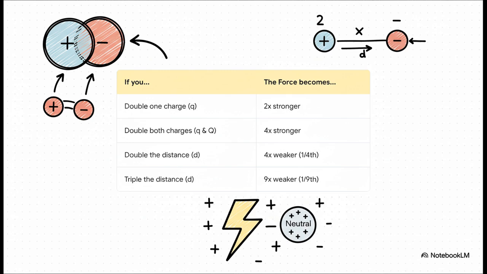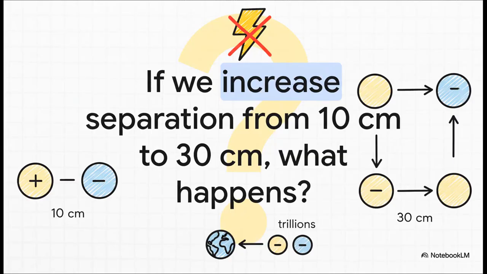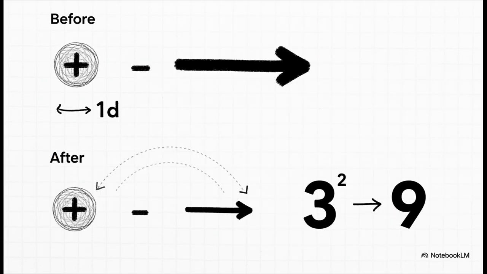You triple it and it's 9 times weaker. That d squared in the denominator is a total game changer. All right, let's do a quick gut check. Based on what we just saw, what do you think happens to the force if we take 2 little charges and move them from 10 centimeters apart all the way out to 30 centimeters apart? Yup, you got it. The force becomes 9 times weaker.